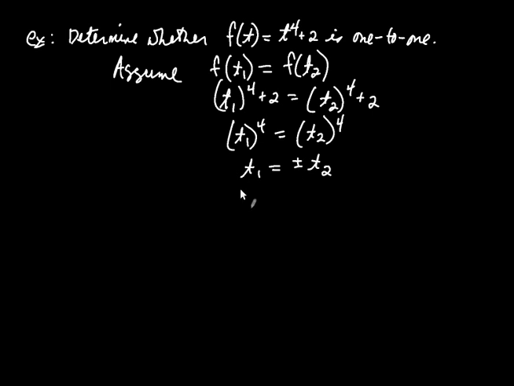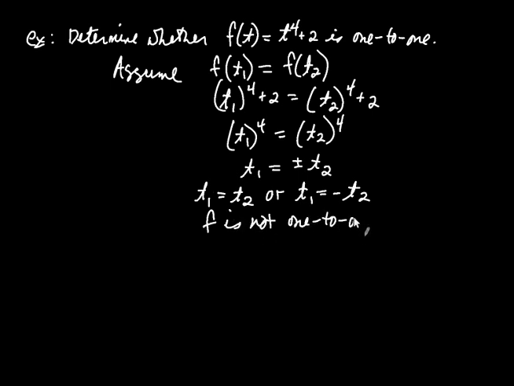Now, if you break that up, that's two statements. That's implying that either t1 is equal to t2, and what that means is that if the outputs are the same, one option could have been that the inputs were the same, but another option could have been that t1 is equal to the negative of t2. In other words, just because the outputs are the same, you may have been in a situation where the inputs were the negatives of each other. And because this possibility arose, that means f is not one-to-one.